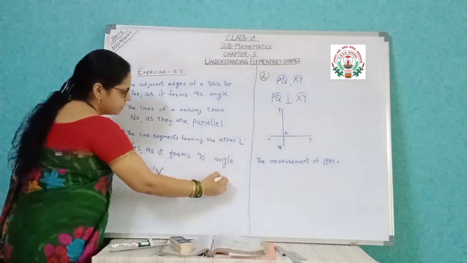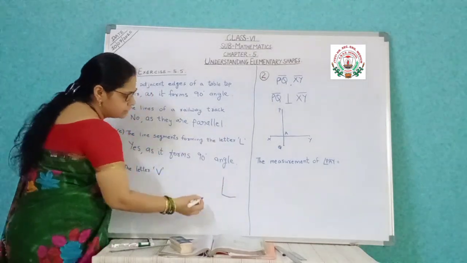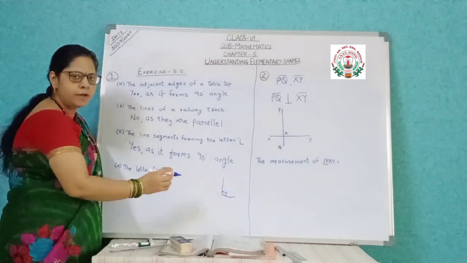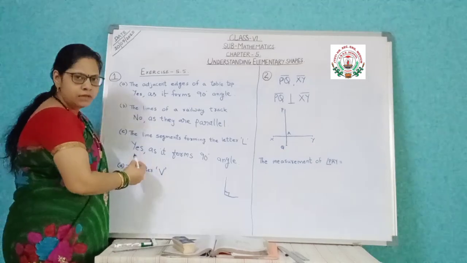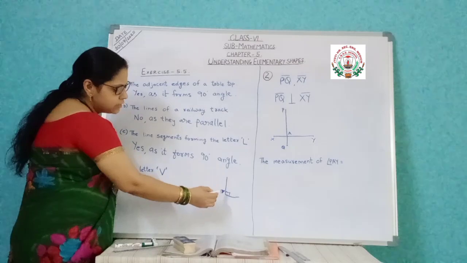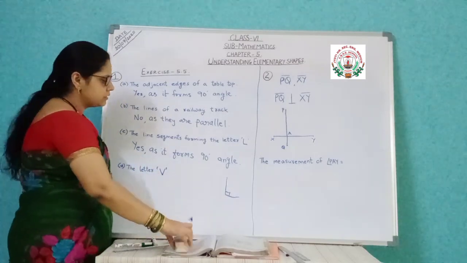This is the first line segment. This is the second line segment. Forming a 90-degree angle. So these two line segments are perpendicular to each other. So you write down yes, as it forms a 90-degree angle. So these two line segments are perpendicular to each other.